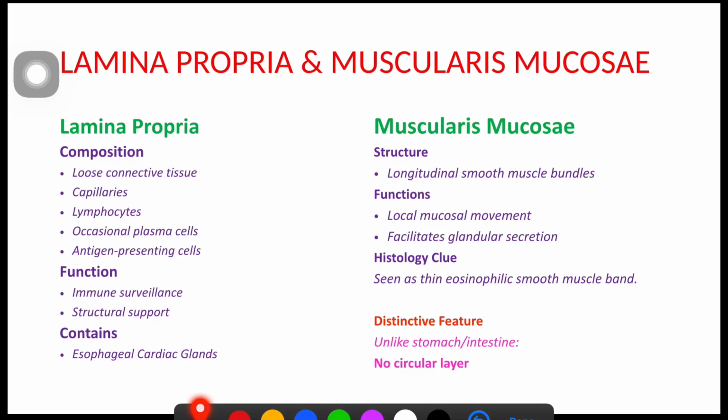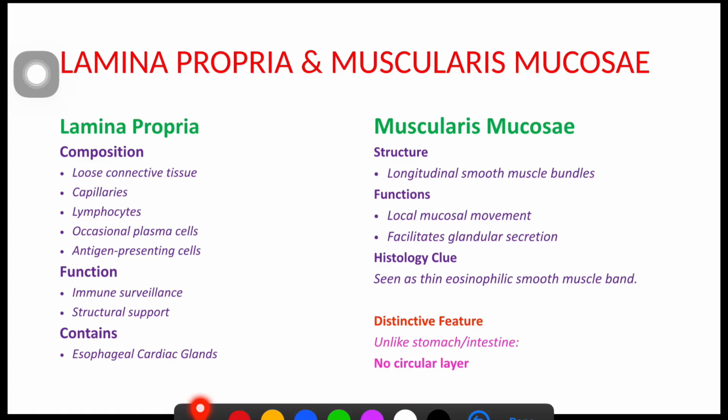Now, second is the lamina propria. Its composition is loose connective tissue, capillaries, lymphocytes, occasional plasma cells and antigen presenting cells. Its function is immune surveillance and structural support, and it contains esophageal cardiac glands. The muscularis mucosae consists of longitudinal smooth muscle bundles. Its functions include local mucosal movement and facilitating glandular secretion. It is a thin eosinophilic smooth muscle band.